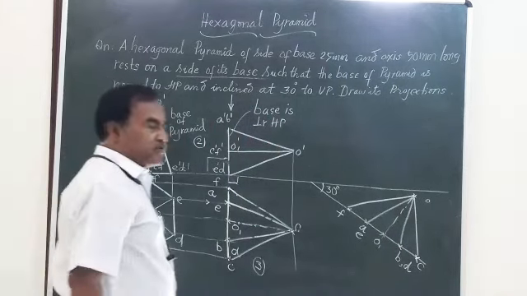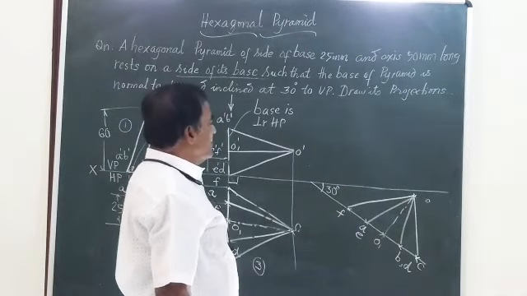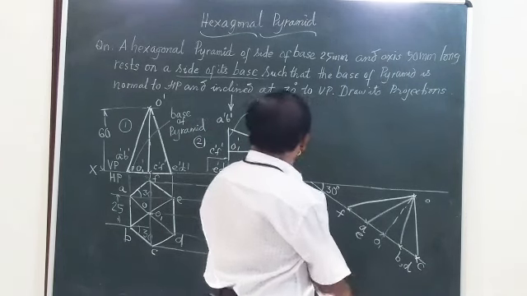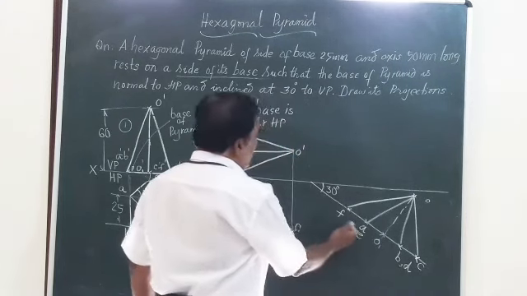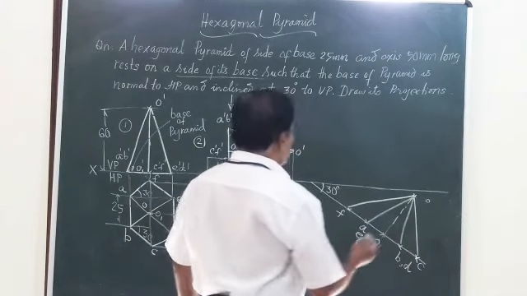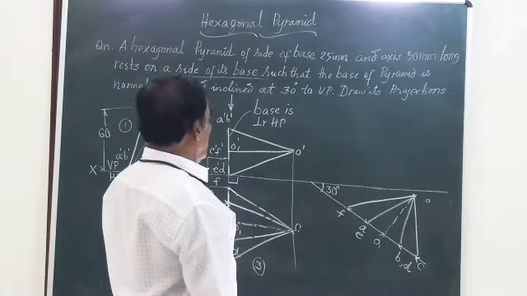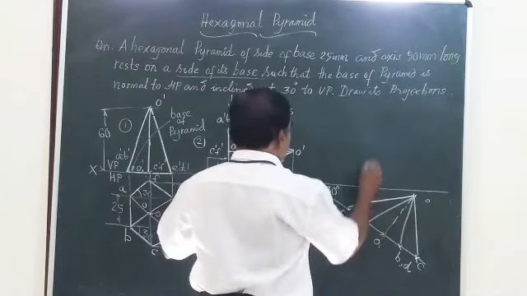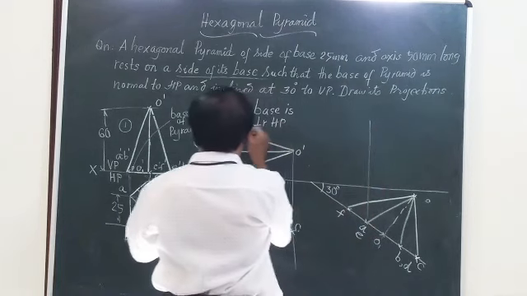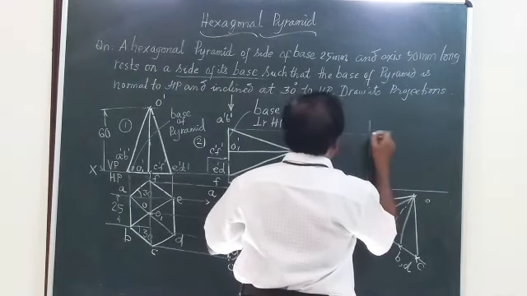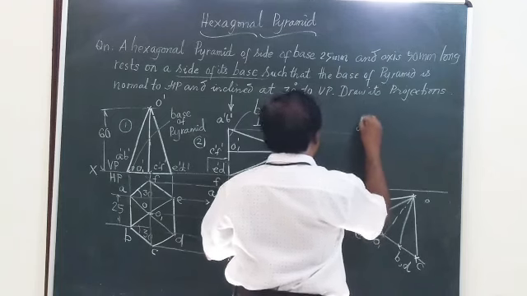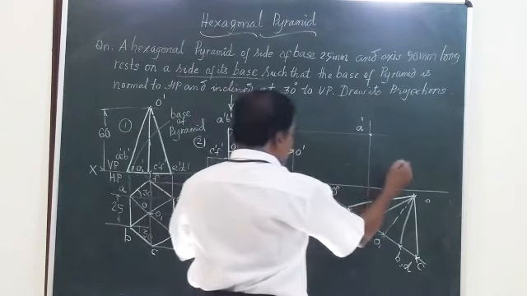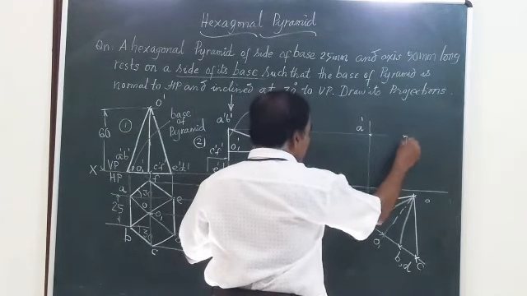Finally, I should get the front view of the solid. How to get the front view? The principle is very simple. The observer is standing somewhere here and he is going to get all these points. The full base of the solid is visible. You get them one by one. Let's start from the points A and B. Vertical from A, horizontal line from A will give you this point A dash. Likewise, vertical from B, horizontal line from B will give you the point B dash.